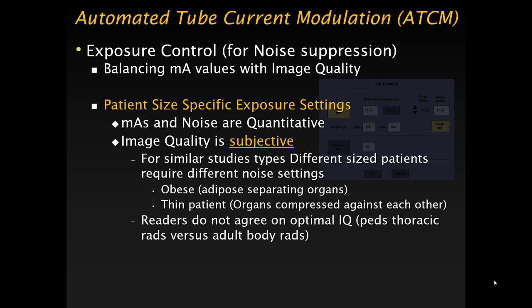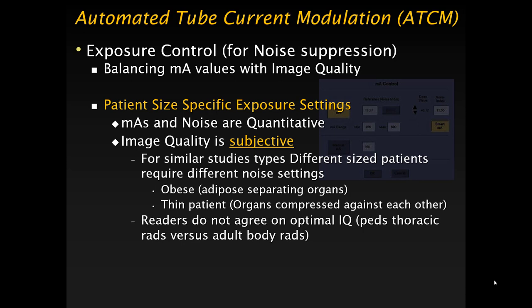So automated tube current modulation is pretty straightforward. We're balancing MA values with image quality. We're using the exposure control system to create noise suppression. And that's really important when you're trying to create patient size specific exposure settings. MAS and noise are very quantitative, and that's very easy to do. It's simple algebra.